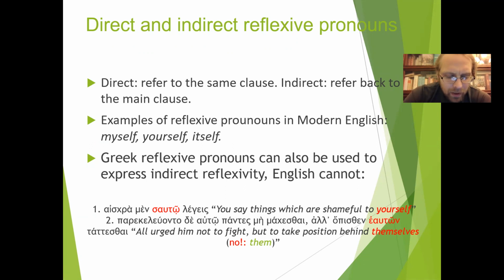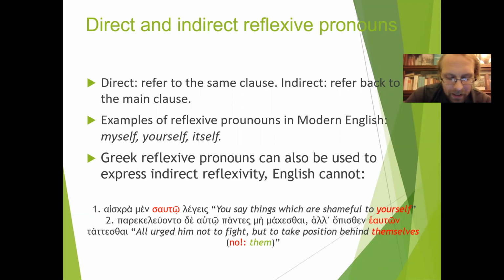This use of the reflexive pronoun corresponds to how the reflexive pronoun is used in English. In other words, when a direct reflexive pronoun is used in classical Greek, the sentence or clause in question can usually be rendered with a sentence containing a reflexive pronoun in English as well. Thus, for example, the phrase "aisra men sauto legeis," containing the second person singular reflexive pronoun in the masculine dative sauto, may be translated as "you say things which are shameful to yourself," which is to say that we in this case can use the English second person singular reflexive pronoun yourself to translate the Greek reflexive pronoun sauto.